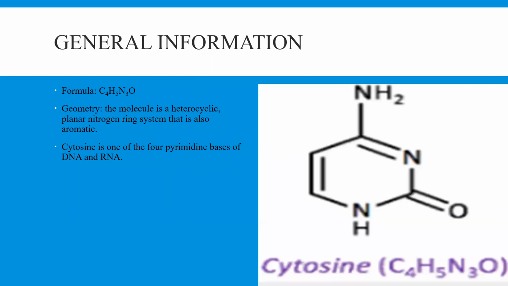Some general information about cytosine before we get rolling into the nitty-gritty of it. Its formula is C4H5N3O. The molecule is a heterocyclic planar nitrogen ring system that is also aromatic. Cytosine is one of the four pyrimidine bases of DNA as well as RNA.